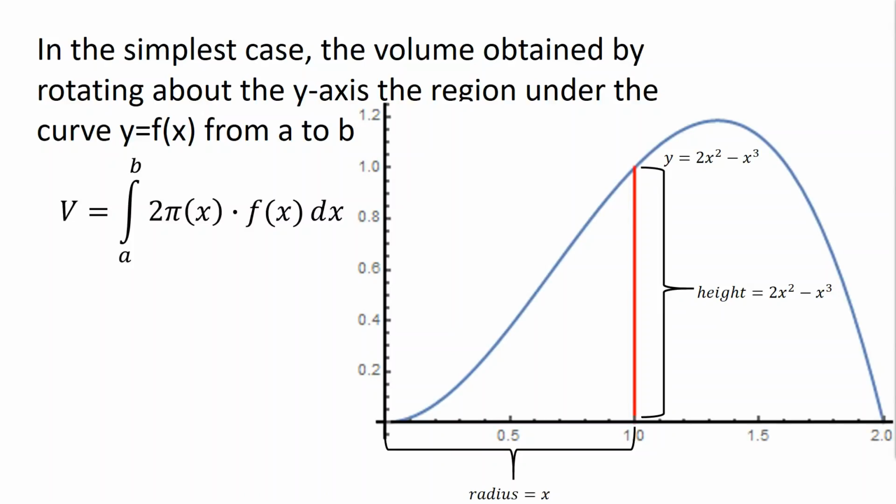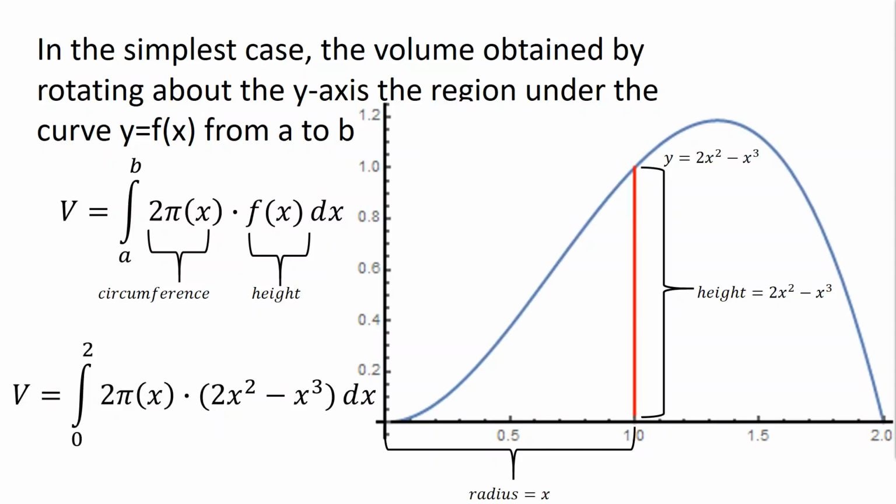So in our picture here, if I take some slice, like my red line here, the distance from the y-axis to that red line is going to be the radius, equal to x. The height then is determined by the value of the function of x, or f of x. So my height is 2x squared minus x cubed. So again, the circumference is just going to be 2 pi x, and the height is going to be f of x. So I'll get the integral from 0 to 2 of 2 pi x times 2x squared minus x cubed.